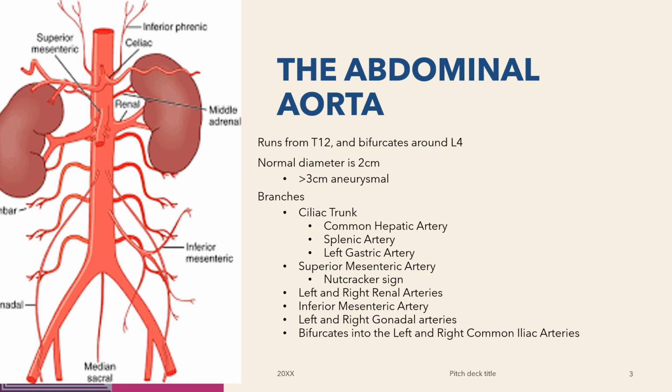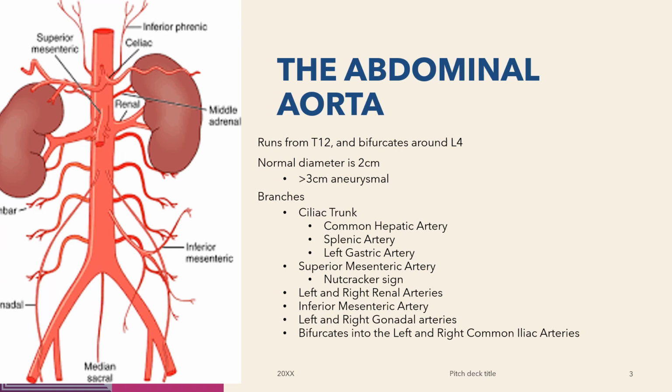So quickly, we're going to do a review of the anatomy of the abdominal aorta. As you know, it runs from T12 and bifurcates around L4 near the patient's umbilicus. The normal diameter of the aorta is going to be 2 centimeters or less. Anything greater than 3 centimeters is considered aneurysmal, unless it's throughout the entire aorta in possibly your elderly patients, which then could be because of ectatic changes of the aorta.